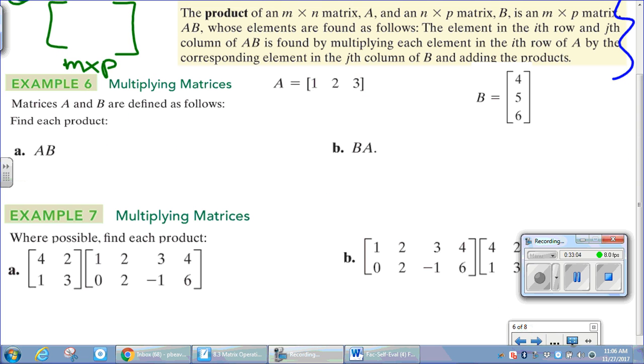Okay, continuing with example 6. Sorry if I ruined your Thanksgiving.